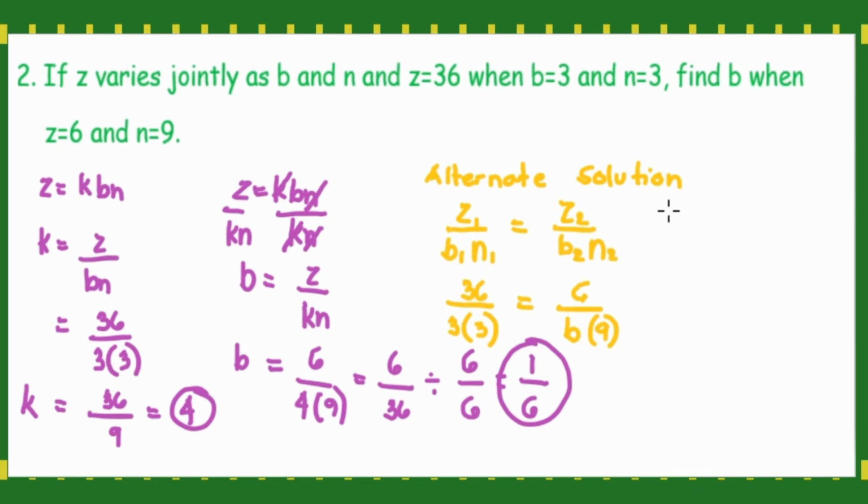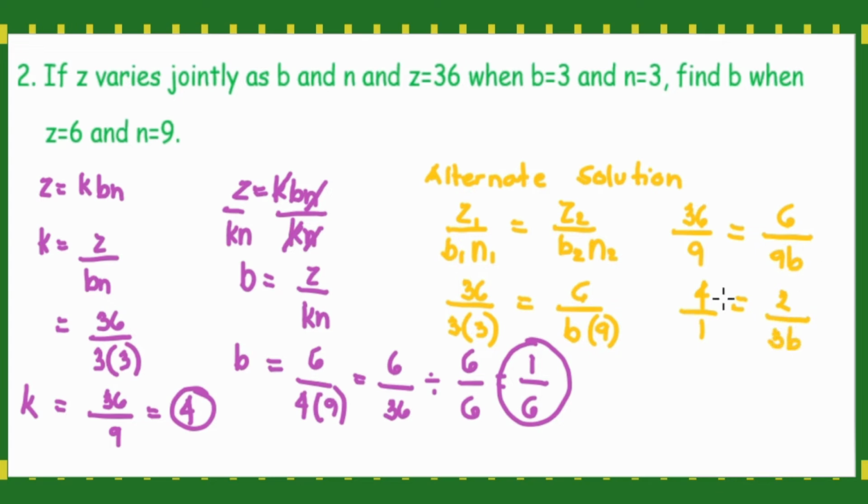So we have 36 over 3 times 3, which is 9. It's equal to 6 over b times 9, which is 9b. So as I said before, pwede siyang i-divide muna. 36 by 9, it's equal to 4. So we have 4 over 1. Kailangan may denominator para makapag-cross multiply tayo mamaya. So we have 6 over 9b. Ito pwede siyang gawing, pwede mong i-divide by 3. 6 divided by 3 is 2. 9 divided by 3 is 3.